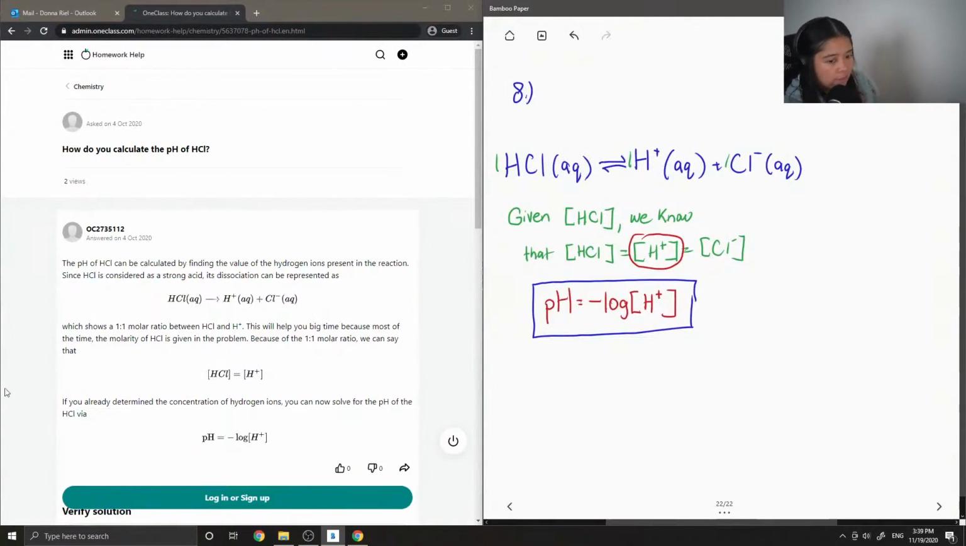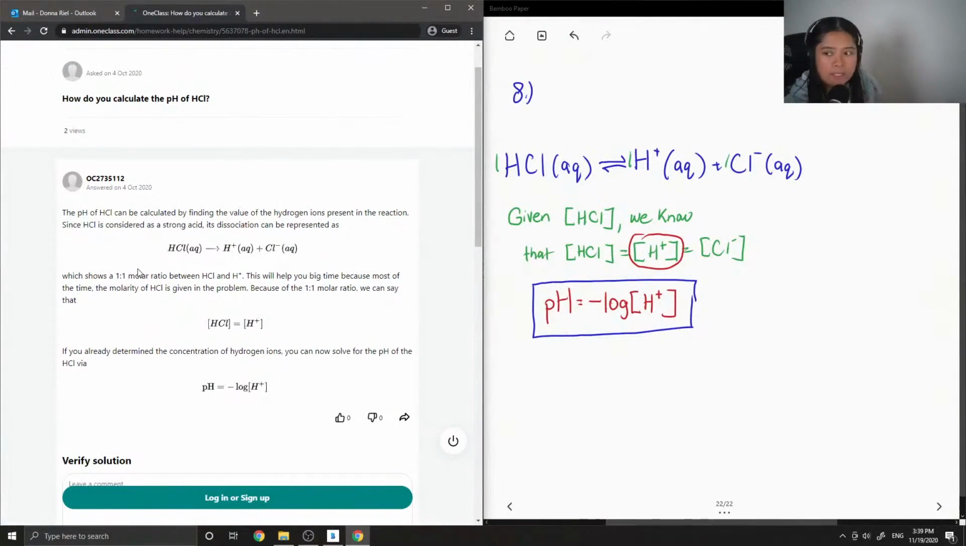Okay, so let's see what the junior tutor said. They said that the pH of HCl can be calculated by finding the value of the hydrogen ions present in the reaction. Since HCl is considered a strong acid, its dissociation can be represented as HCl makes H+ and Cl-, which shows a 1:1 molar ratio between HCl and H+.